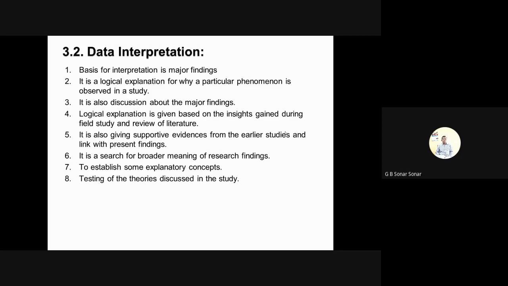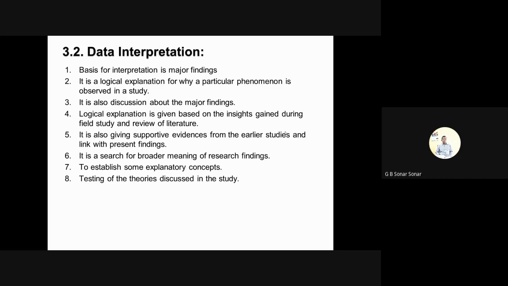So suppose we find that elderly in the unorganized sector are not satisfied with their present life. There may be similar findings in the earlier studies which we come across in the review of literature. So while giving the analysis and the logical interpretation for the phenomena present in the table, we should also give supportive evidence. Similar studies also found that the elderly in the unorganized sector have less life satisfaction or are not satisfied with their life. Like that, the interpretation is made.